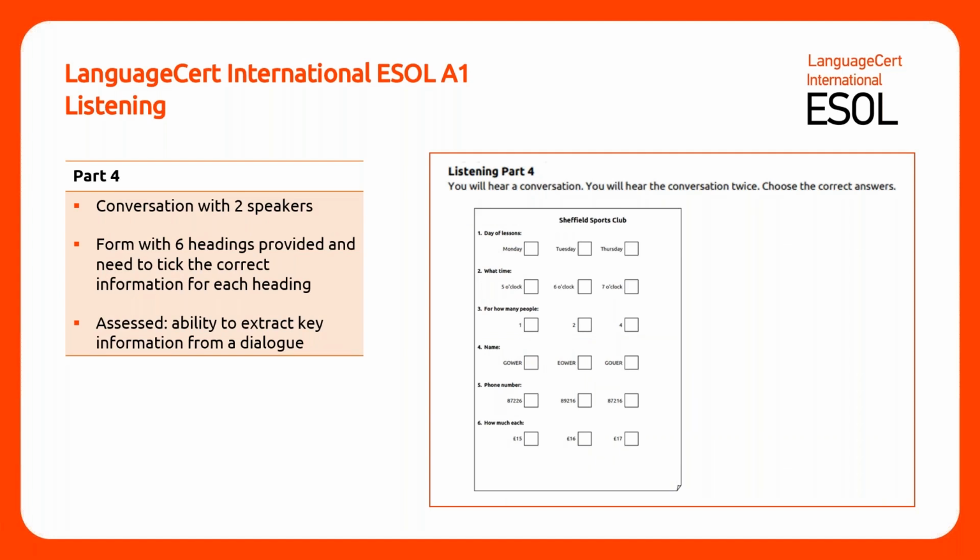Finally, Part 4 asks candidates to hear a conversation with 2 speakers and are presented with a form with 6 headings. They need to tick the correct information for each heading. What is assessed here is the candidate's ability to extract key information from a dialogue.